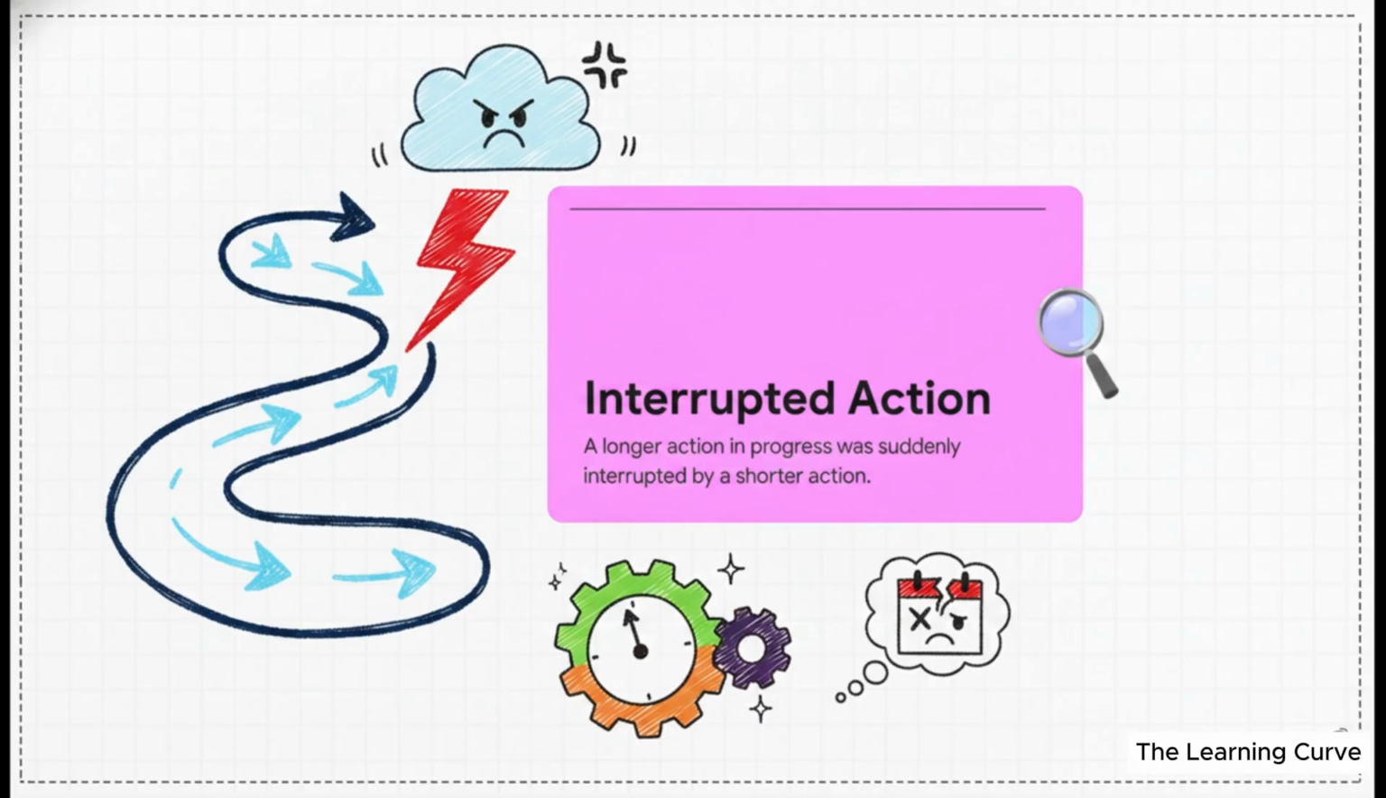We use it to show that a longer action, something that was actively in progress, just taking its time, was suddenly abruptly stopped or interrupted by a much shorter action. I mean, think about how often our real-life plans get derailed. This grammar rule literally exists to express that exact feeling of annoyance or surprise.